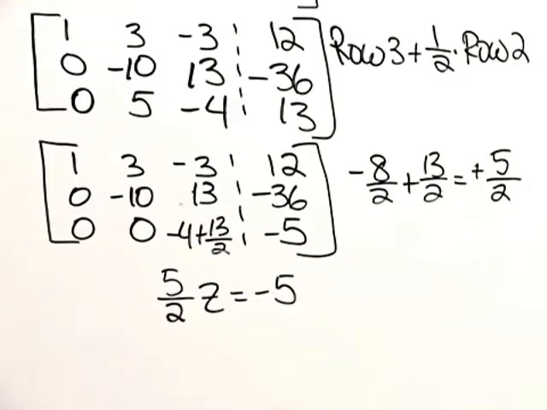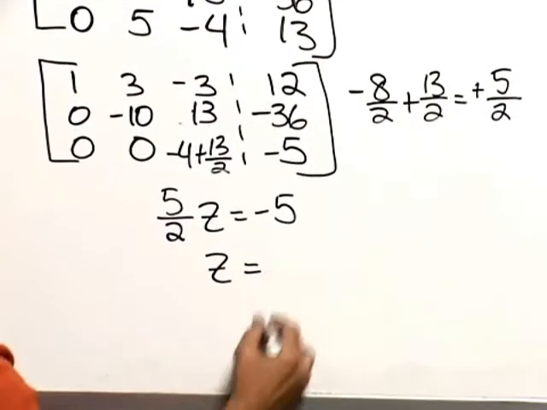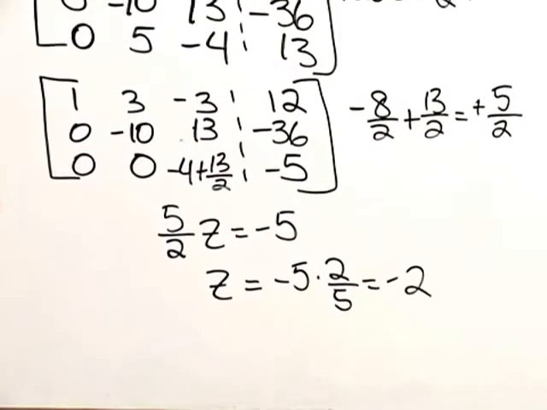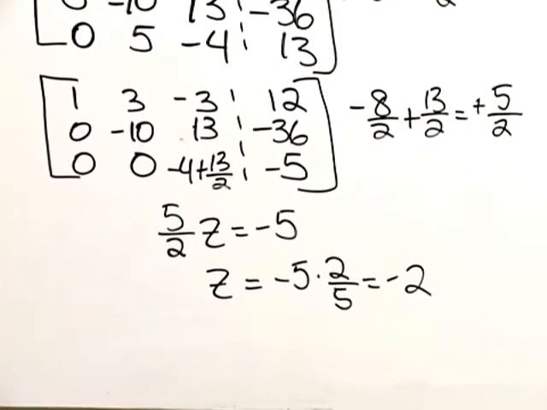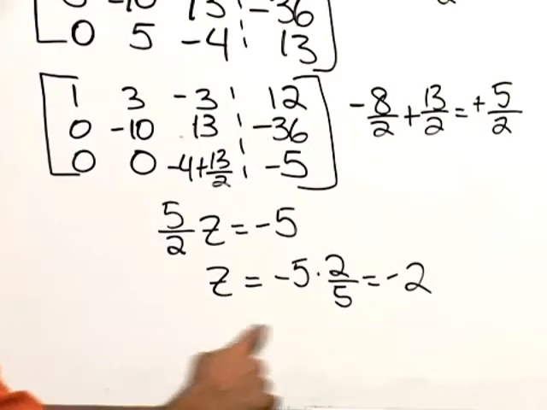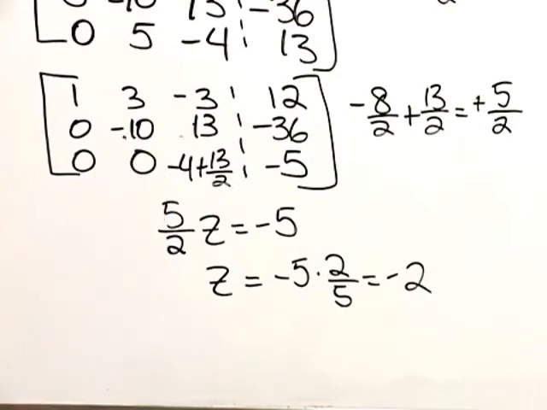Multiplying both sides by the reciprocal of 5 halves, which is 2/5, gives us a value of z: negative 5 times 2/5 equals negative 2. That's the value for z. Now what we'll do is use that value of z and substitute it into the equivalent equation from row 2 of the matrix. So let's do that next.